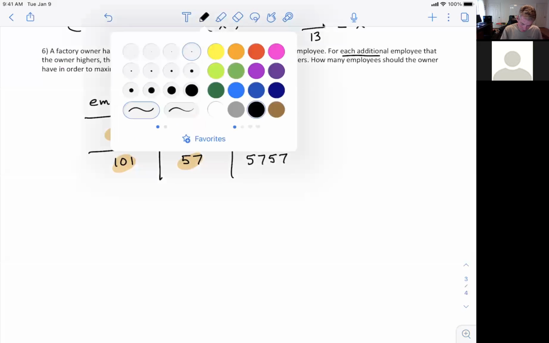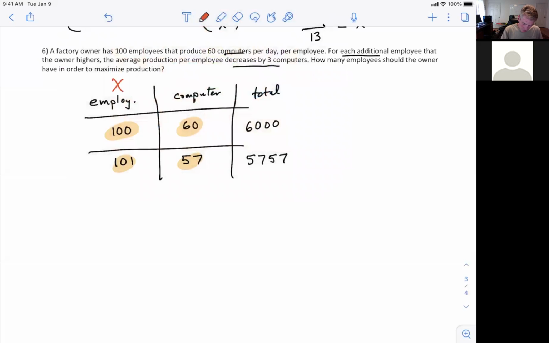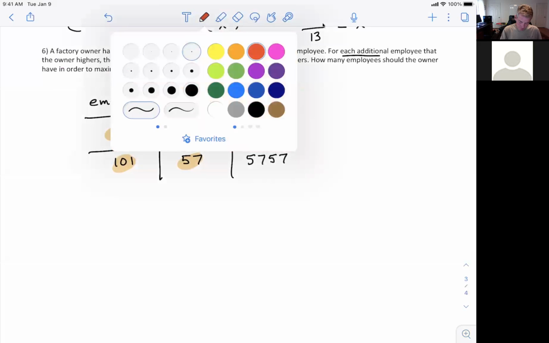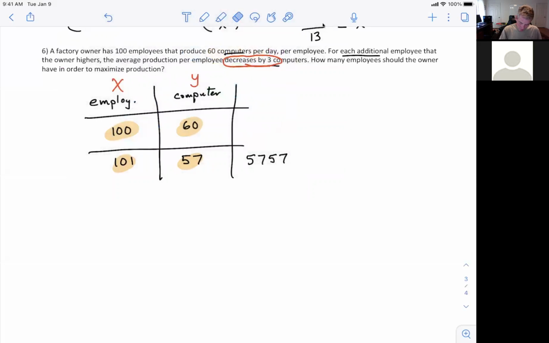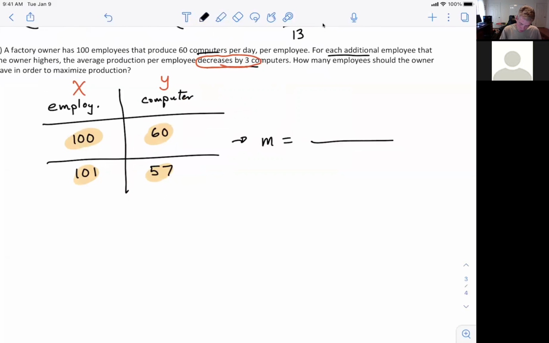Now, how do we actually do the calculus? So I'm going to call employees X and computers Y. And because it goes down by the same amount each time, that means that it's talking about a line. And for a line, you could find the slope. So subtract the 2 Y values: Y2, 57, minus Y1, and then X2 minus X1. So that's going to be a -3 divided by a 1, or a -3, which is good because that's exactly what this is saying. It goes down by 3. So the slope is -3.